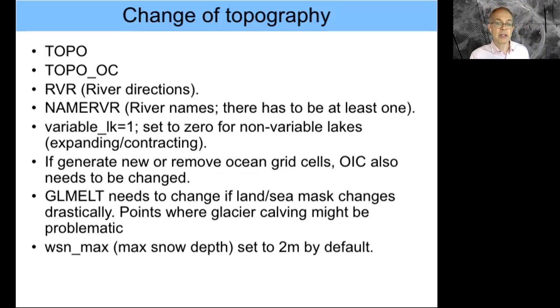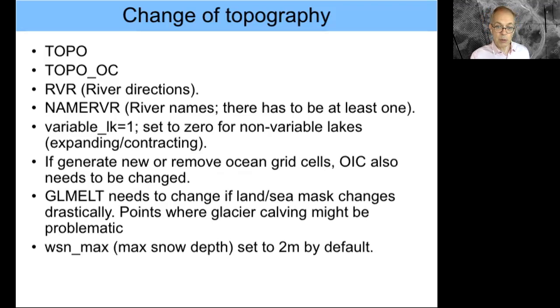If you need to generate new, or as I say here, remove ocean grid cells, then you also have to change the default ocean initial conditions file that Tony talked about a few slides ago. And as Tony said, he can give you some code if you decide you want to generate a new land sea mask, a new ocean with new ocean depths, and you need to generate an ocean initial conditions file with those new topographies associated with your new world.